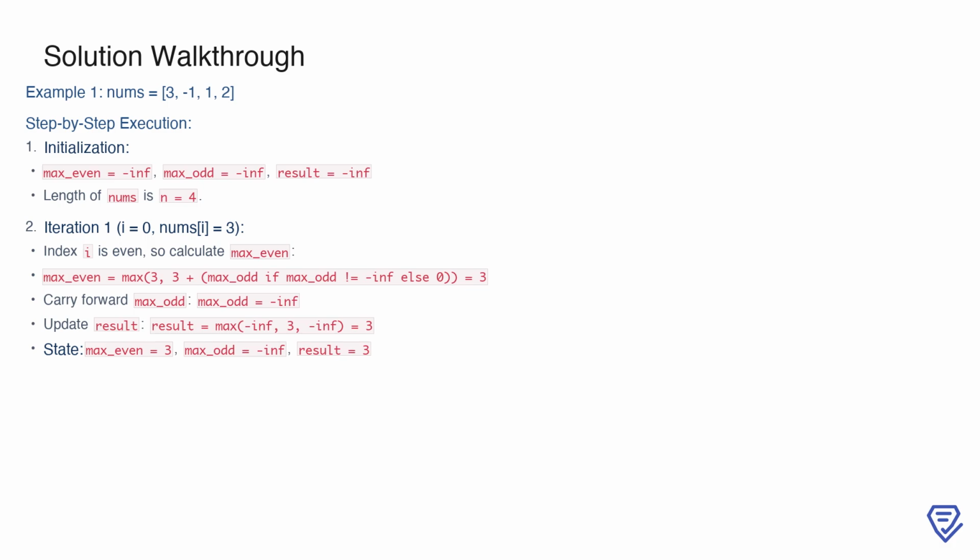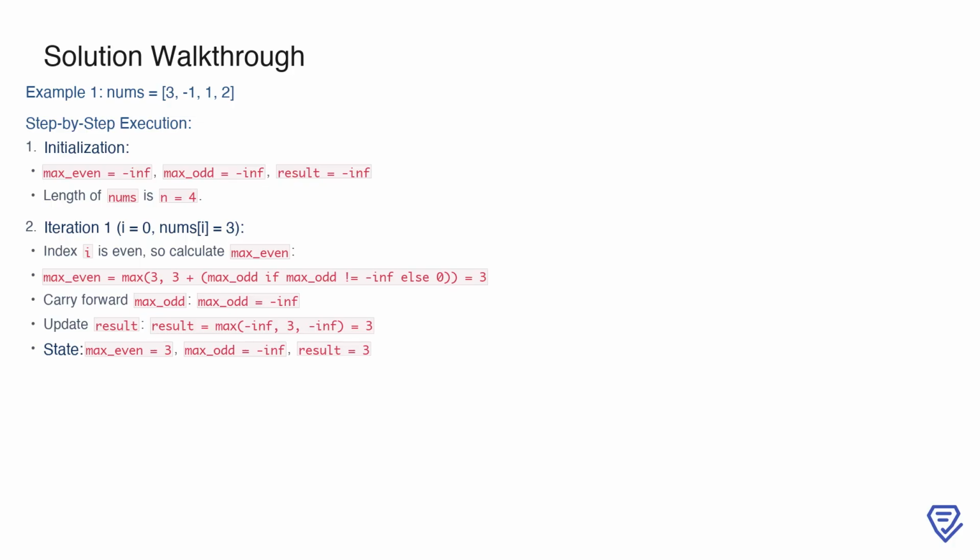In the first iteration, we look at the element at index 0, which is 3. Since the index is even, we calculate the new value of max_even as the maximum of the current number, 3, and 3 plus the previous max_odd value if it exists. Since max_odd is still -infinity, the calculation simplifies to just 3.